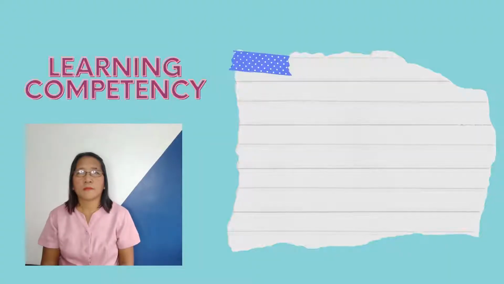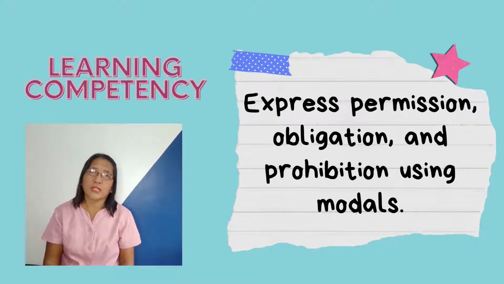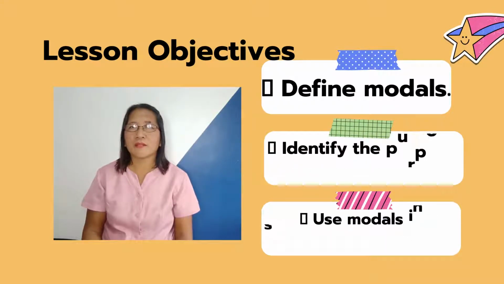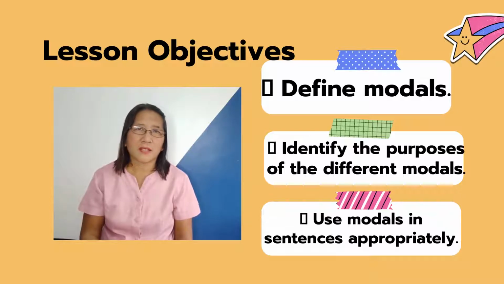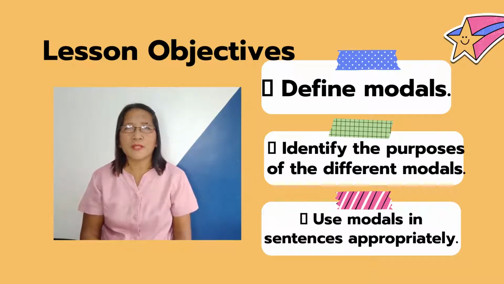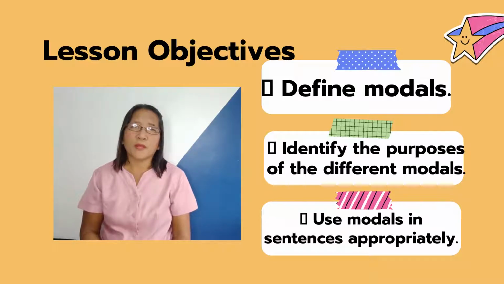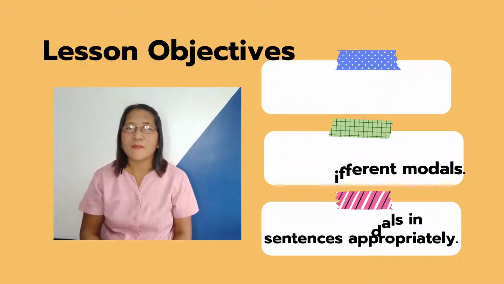Is that clear? Our learning competency is express permission, obligation, and prohibition using modals. The learning objectives of our lesson are the following. Define modals. Second, identify the purposes of the different modals. Next is use modals in sentences appropriately. Okay, let us begin our discussion by defining what modals are.